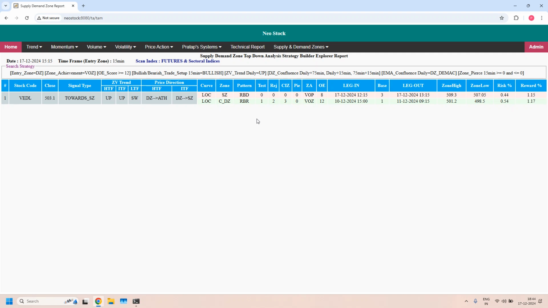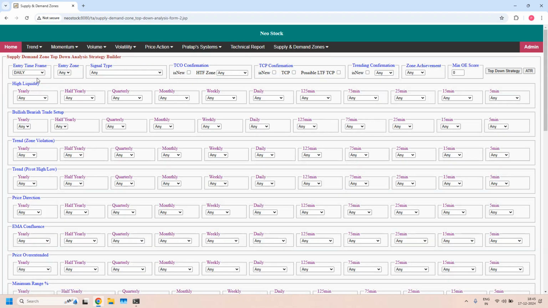Okay, this is about the bullish trade setup for daily income trade. Next, the bearish trade setup for daily income trade. Entry time frame is 15 minutes. Entry zone is supply zone.